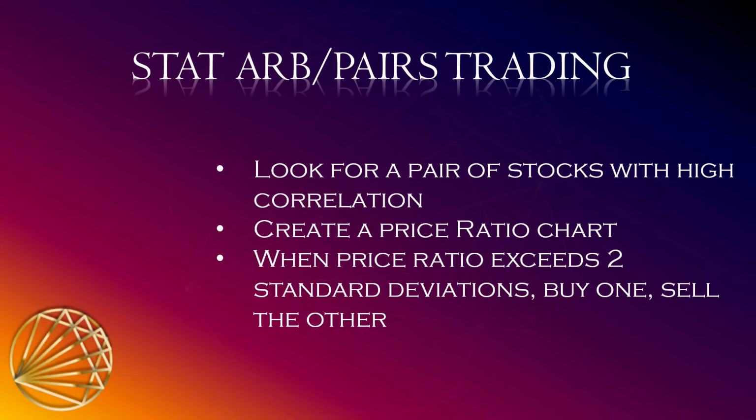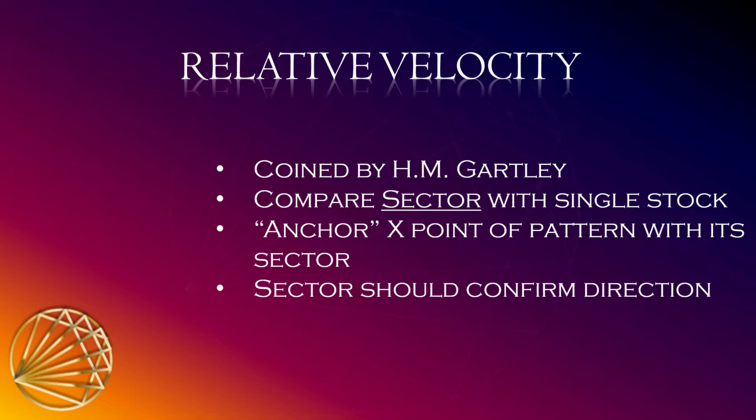As I mentioned, we're not going to engage in pairs trading per se, but we're going to use a pairs trading strategy as a filter for our core trade setup. So how do we use this strategy as a filter? We're going to use relative velocity as a filter for our core trade setups by comparing a single stock with its industry sector. When we look at our patterns, the core trade setup, the pattern with the X point, we're going to anchor the X point of the pattern with the data that we receive from the sector that it belongs to. And that's going to confirm your trade direction. It sounds kind of murky right now, but the next slide is going to make it clear.